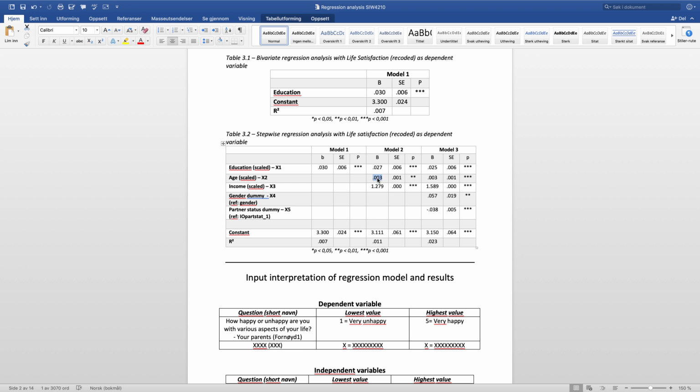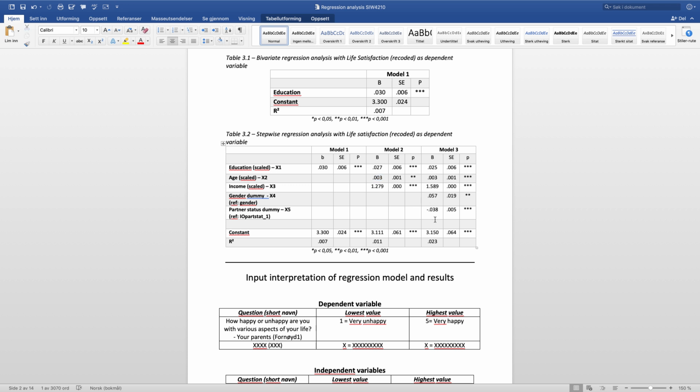And this is the effect of age controlled for education and income. When we say that you control for, that means that you only let age vary. You compare the people with the same education and the same income, and you only look at the differences according to age. So you say that, okay, this group has the same education, they have the same income, but their age varies. Well, then this is the effect of age when we control for education and income.